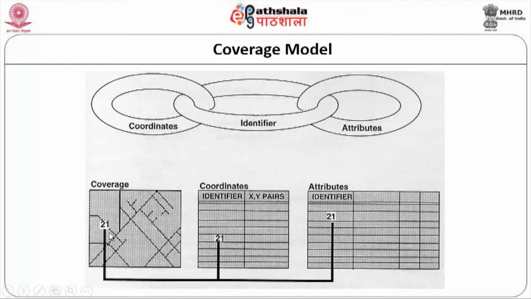So when I start digitizing and create this feature, it will have an ID, and that identification value cannot be changed or modified by the user. The coordinate table, again, is not visible to the user, only this is known to you. So this and this will be there, and it is connected with this directly by a unique identifier value, ID 21. So this is how a coverage model works.